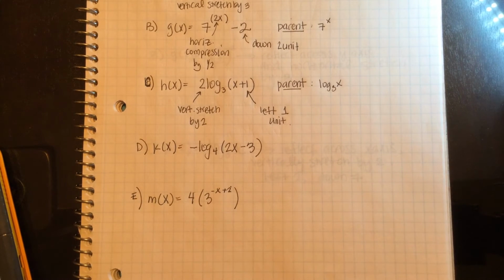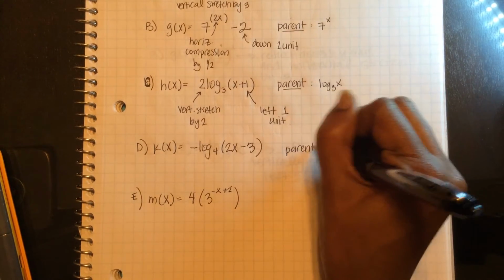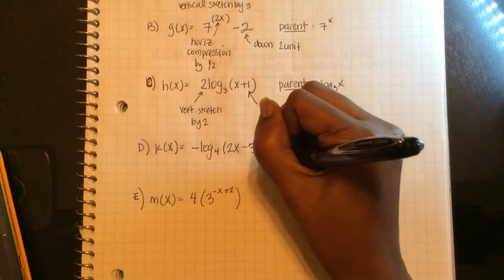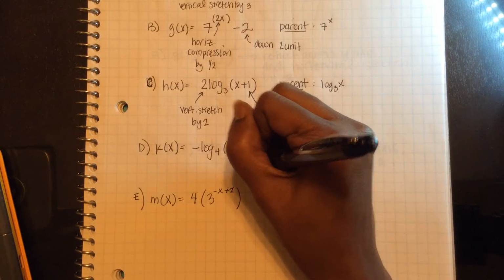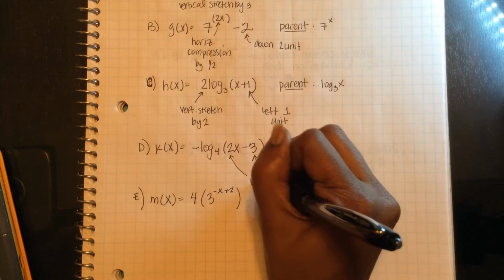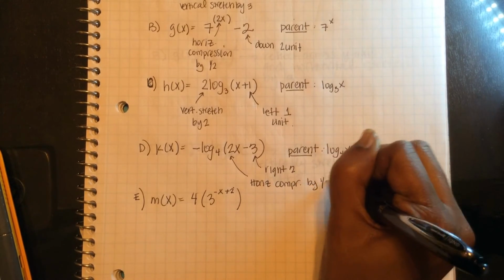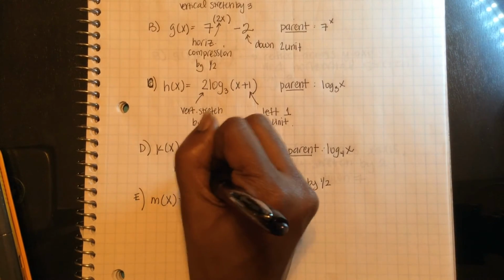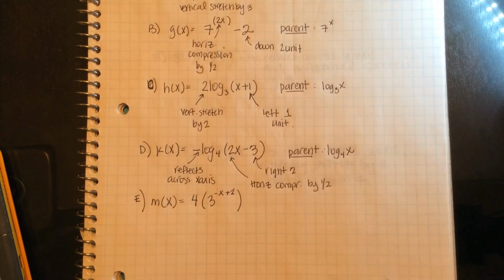Moving on to D, k of x is negative log base 4 of 2x minus 3. So my parent function is log base 4 of x. The minus 3 from my x shifts it right 3. The 2 multiplied by my x is a horizontal compression by 1/2. And the negative in front reflects across the x-axis.